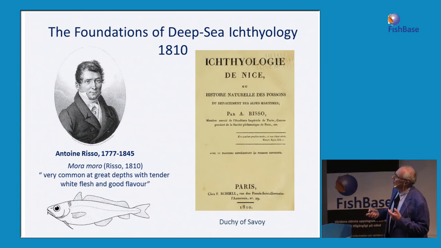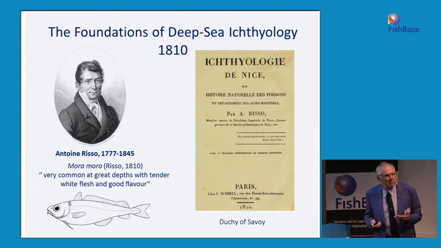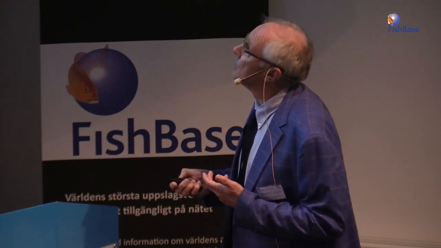And he describes this fish, Moro Moro, very common at great depths with tender white flesh and good flavor. So he's a very practical man, not just a taxonomist. He was also looking for new resources.